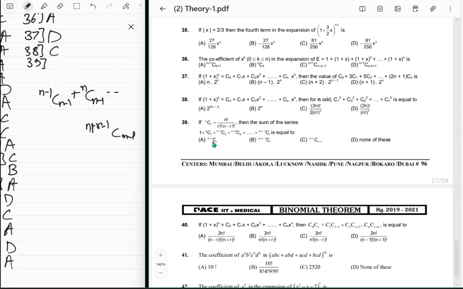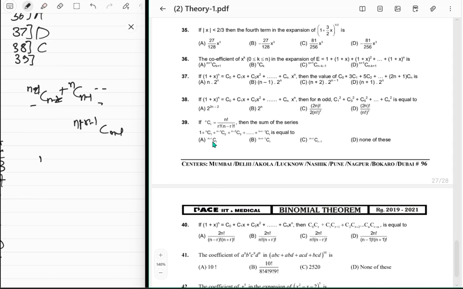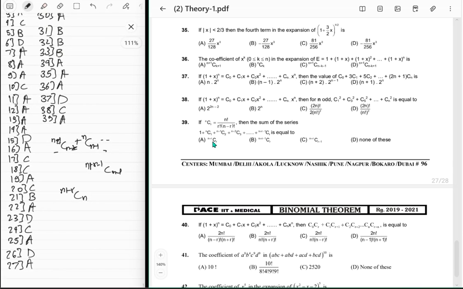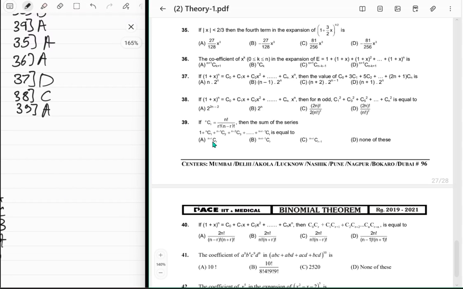Now the thing is, you can write this as nCn, and then this plus that just becomes n plus 1 Cn, and so on. So it just cascades down. You just get n plus r Cn. So that will be A. I thought it would require something else, but whatever.